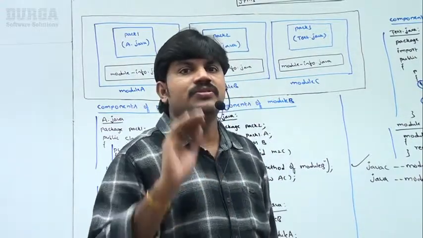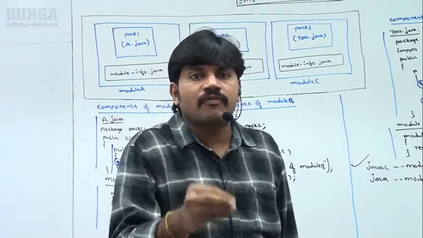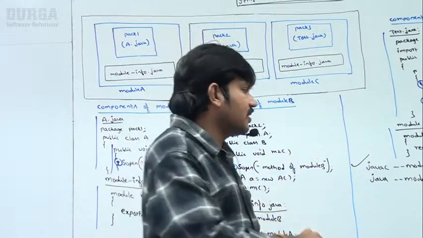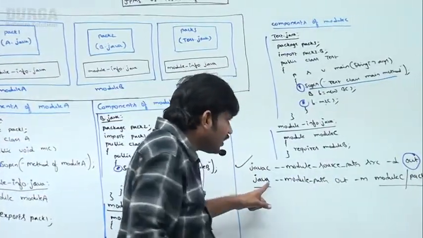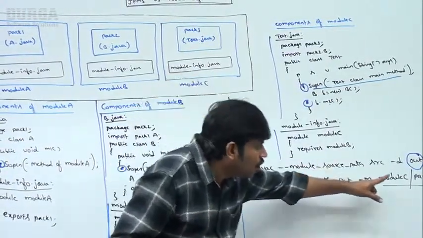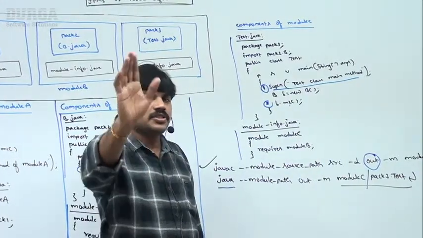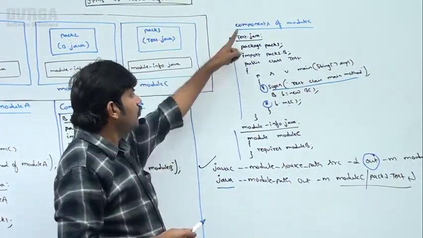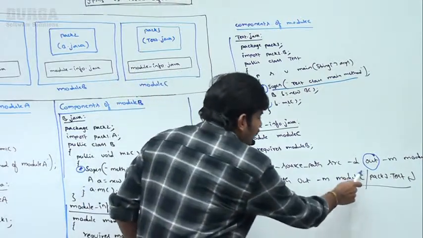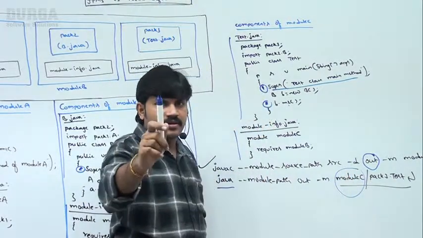But make sure, sir, observe the flow. Whenever I ask, hey JVM, can you please execute module C pack3 Test? Immediately, the JVM is going to check: is module C available or not? Yes, it is available.